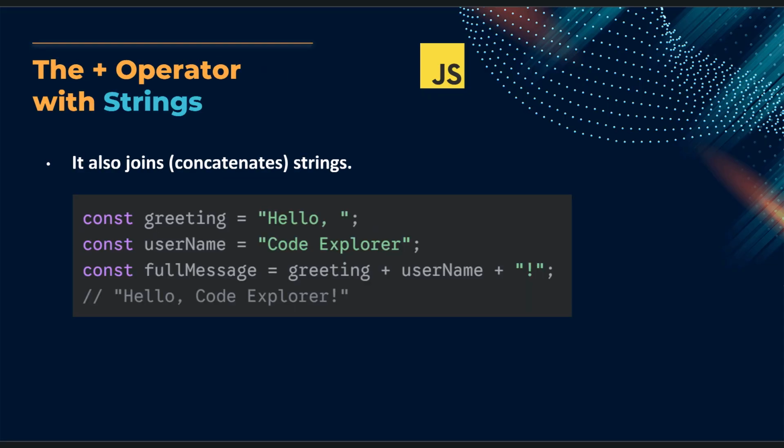Now, we also saw the plus operator. It's special because it can do 2 things. It adds numbers, but it can also join or concatenate strings. Look at this example. We declared greeting = "Hello" and userName = "code explorers", and fullMessage = greeting + userName + "!". Here, the plus operator isn't adding numbers. It's linking the strings together. fullMessage would become "Hello code explorers!"